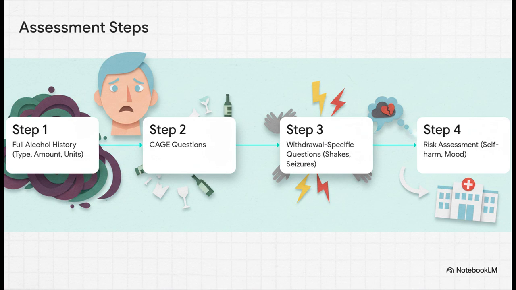First up, you've got to get a full alcohol history. What are they drinking? How much? How many units? Get the big picture. Next, run through the CAGE questions. Cut down, annoyed, guilty, eye-opener. It's a great quick screen.